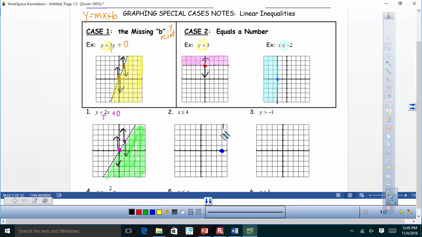So I draw a line straight down. And which way is the arrow facing for this one? To the left. It's facing to the left, so I have to shade everything to the left.